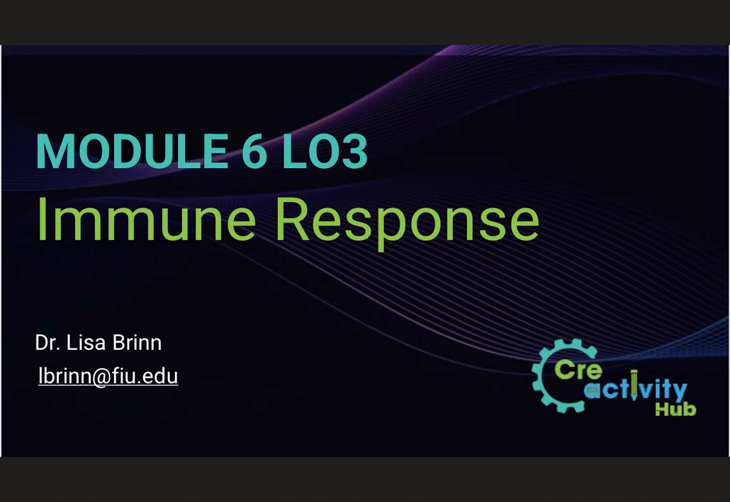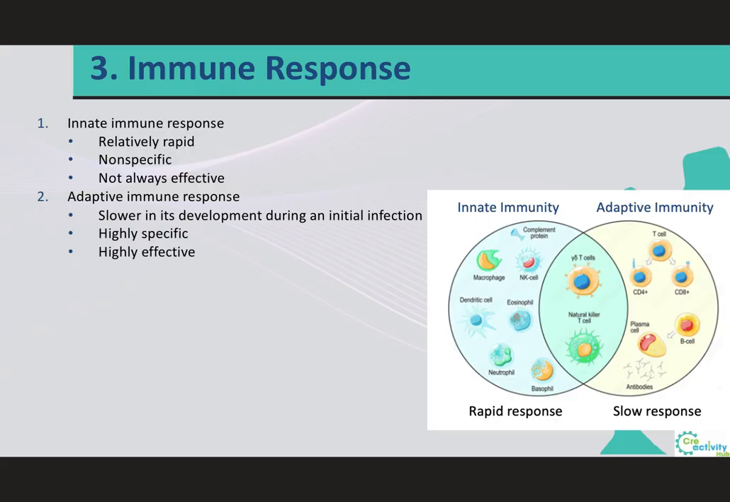Hello everyone. In learning outcome number 3 of module 6, we're going to be covering the immune response. Therefore, how our body protects itself from foreign pathogens, for example. So the goal of the immune response is basically the destruction or the inactivation of pathogens, like I said, also abnormal cells, and even foreign molecules such as toxins.